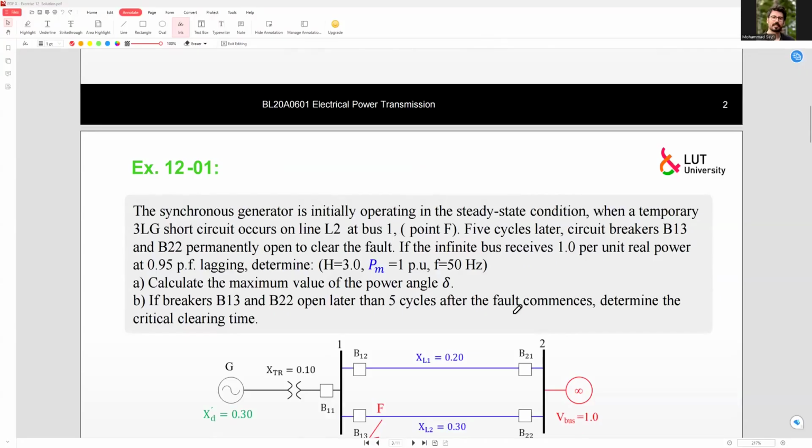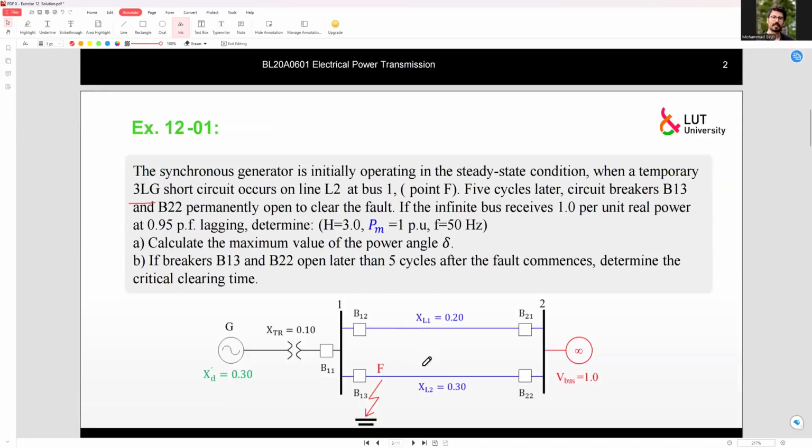the steady state condition when a temporary straight line to ground, so it's a symmetrical short circuit fault occurs on line L2 here at point F. The exact point is point F, and 5 cycles later, the circuit breakers B13 and B22 permanently open to clear the fault.